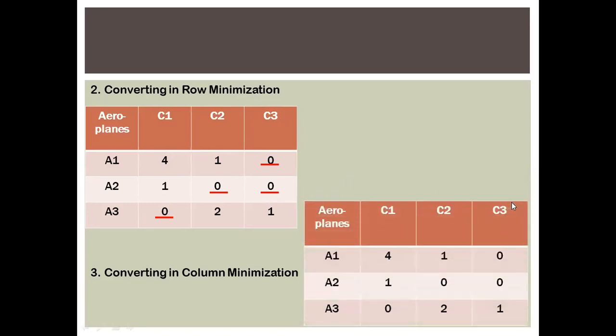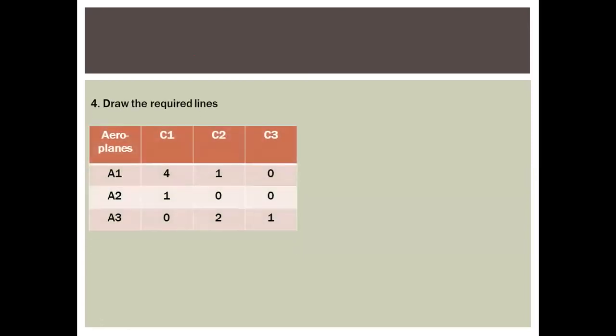So I will get the same matrix as the row minimization because anything subtracted from 0 gives you the same number. Now before I move forward and draw the lines, I should check that in each row and each particular column there is a single 0, at least one 0. So the condition is satisfied. So moving forward with the next step, drawing the required lines.